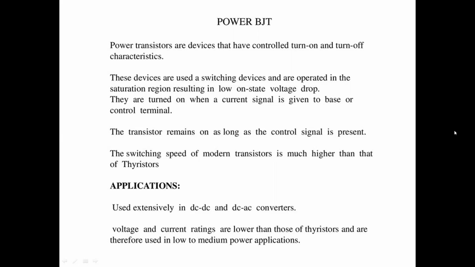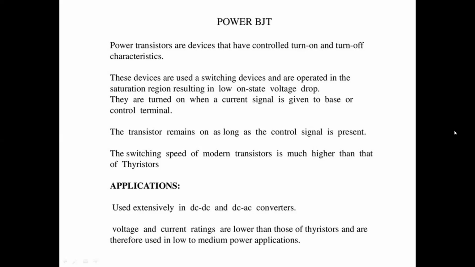Power transistors are devices that have controlled turn on and turn off characteristics. These devices are used as a switching device and are operated in the saturation region, resulting in low on-state voltage drop. They are turned on when a current signal is given to the base or control terminal. The transistor remains on as long as the control signal is present. The switching speed of the modern transistor is much higher than that of thyristor.